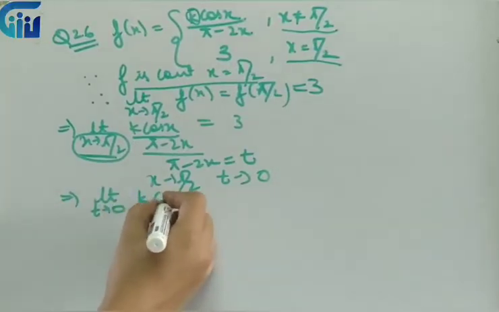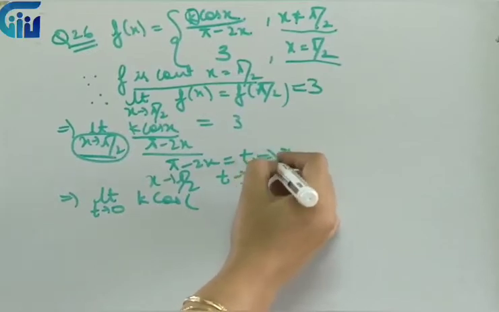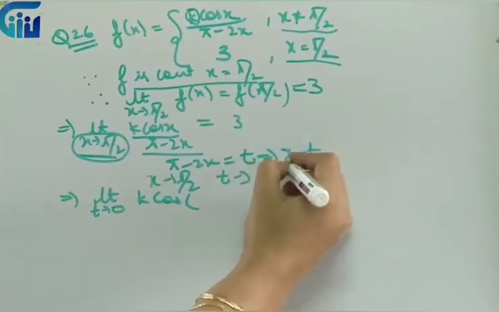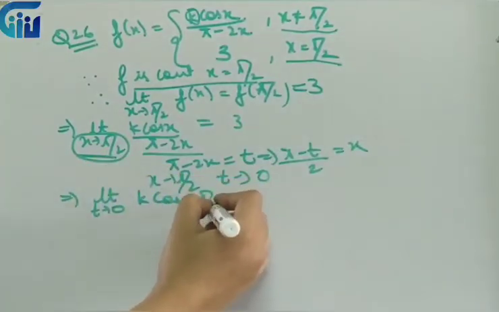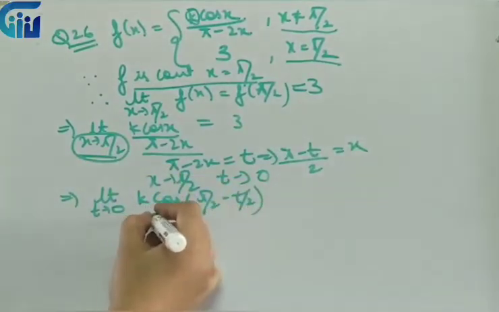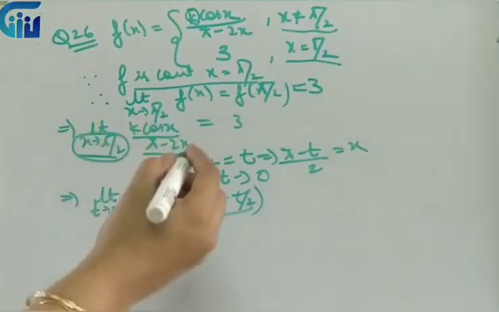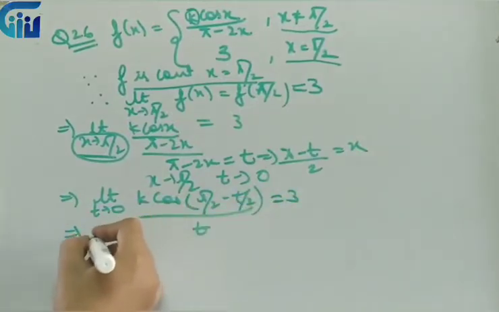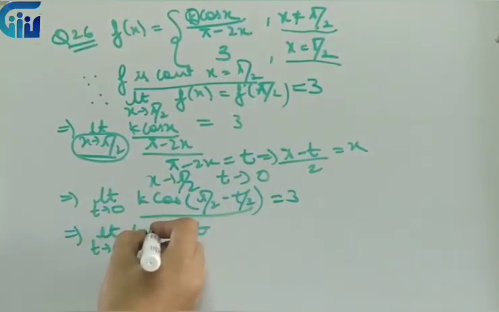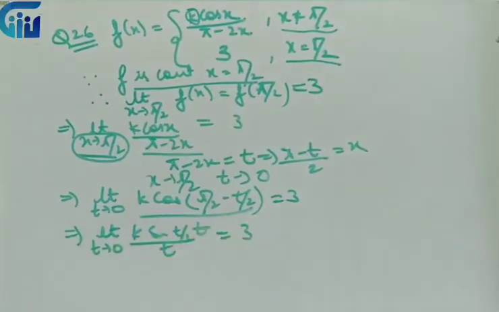Now let's see what is the value of x from here. So from here I can write it as pi minus t upon 2 is equal to x, right? So this can be written as pi by 2 minus t by 2, and over here this is t. Now what do we know? Cos of 90 minus theta is sin theta. So k sin(t by 2) upon t is equal to 3.